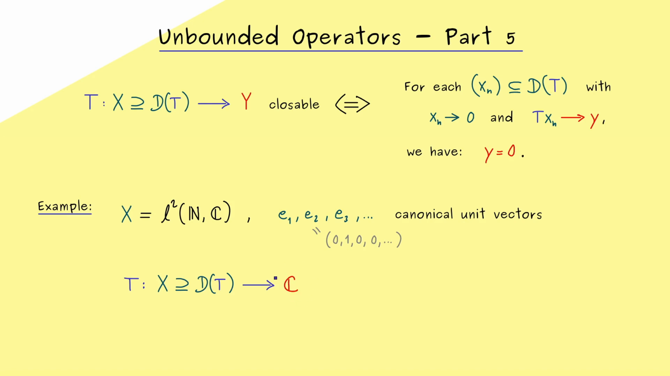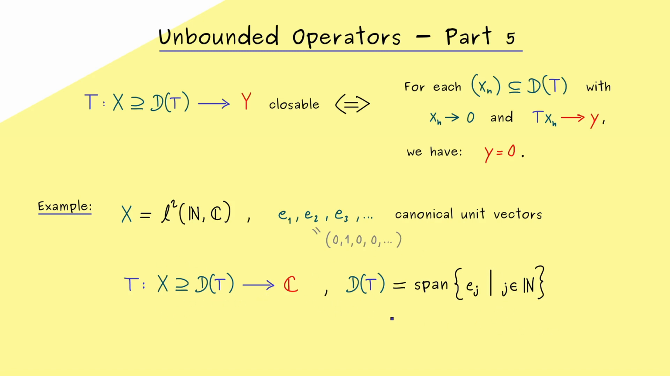And obviously, C is also a normed space, even a Banach space. Then, in the next step, I want to define the domain of T. And this should be given as the span of the canonical unit vectors. This means all the linear combinations of the canonical unit vectors lie in the domain of T. And here please note, this is not equal to the whole space X, but it's a dense subset in it.